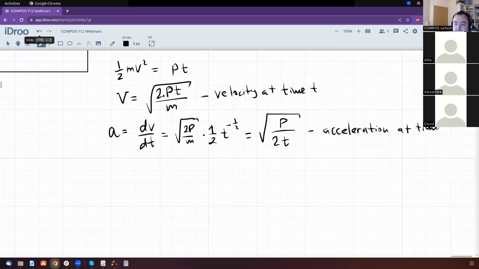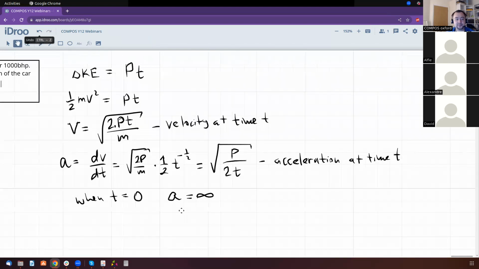At time t. It is. Well done. It is undefined. But how can it be undefined? A car has acceleration. It can't be undefined. It looks like when t is 0, acceleration is infinite.